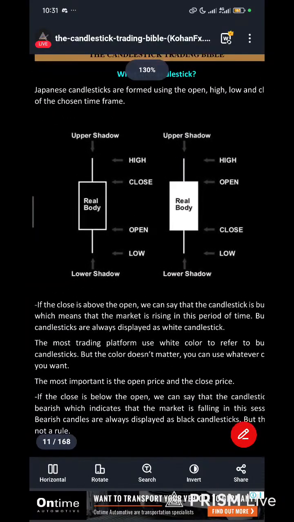This is what I mean by the 4 key data points for a specific time frame. We have this black candle, the one at your left hand. We can see the real body, the high, the low, the open, and the close. This other one at the right hand also shows open, high, close and low. This part is the real body.